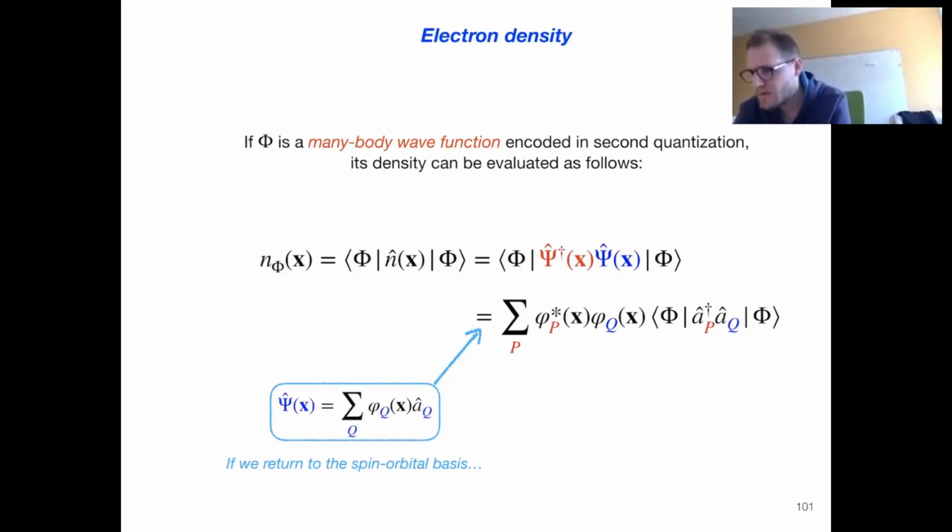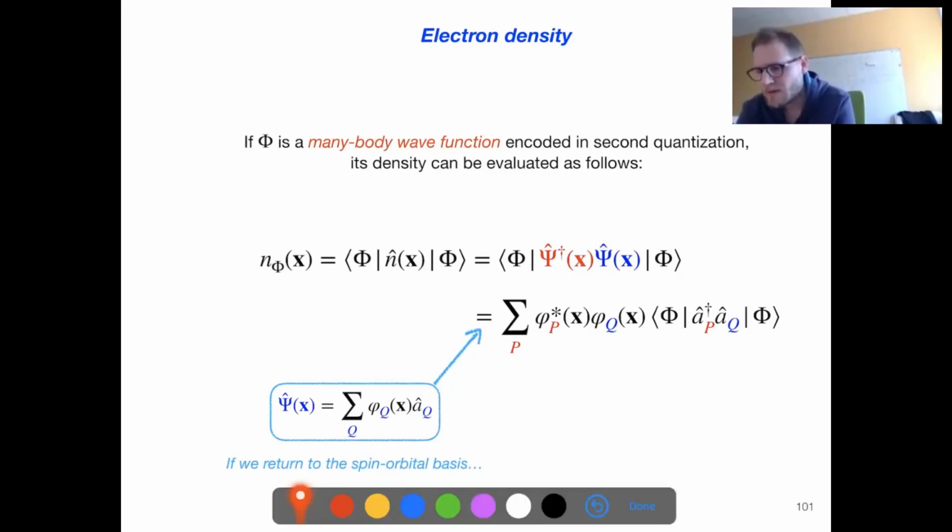So you see, I started to define the density with the field operators, but you can always go back to the spin orbital basis. If you do this, you see the dependence on the position is now inside the spin orbitals, the molecular spin orbitals that you have, okay? So I just replaced, again, the field operators by this expression. And now to evaluate the density, you have to evaluate these terms here. You start from your many-body wave function, you remove an electron in spin orbital Q, and then you create the electron in spin orbital P.